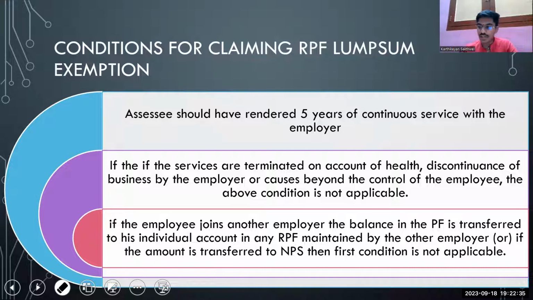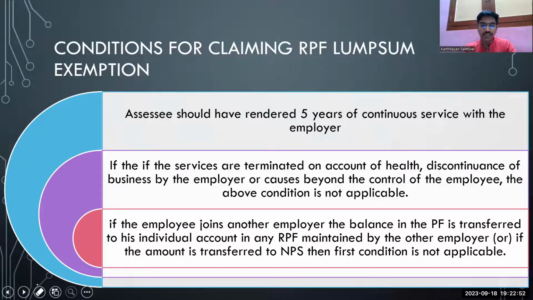Okay, he should have rendered 5 years of continuous service. One point to note is gratuity: service with either the employer or the previous employers could be used, but for the purposes of PF, you should just use the 5 years of continuous service with the employer.